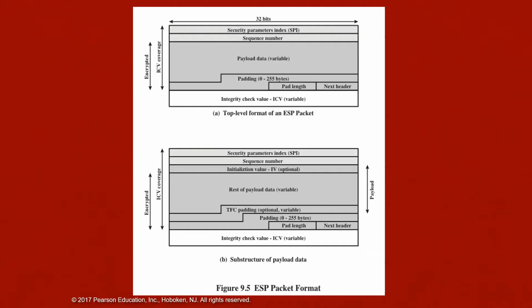Two additional fields may be present in the payload. An initialization value, IV, or nonce is present if this is required by the encryption or authenticated encryption algorithm used for ESP. If tunnel mode is being used, then the IPsec implementation may add traffic flow confidentiality, TFC, padding after the payload data and before the padding field, as explained subsequently.